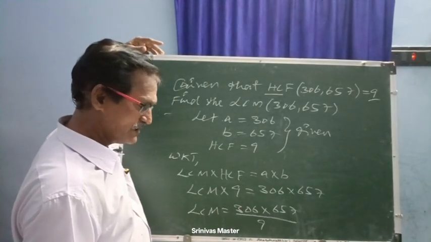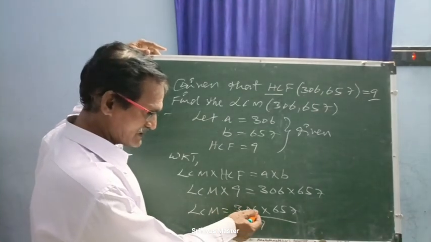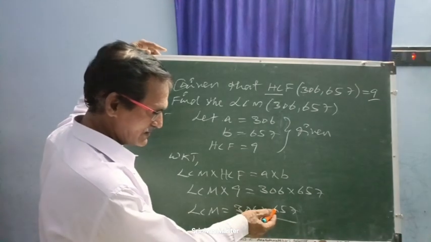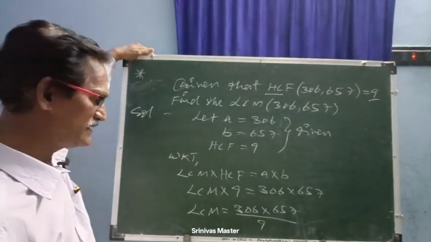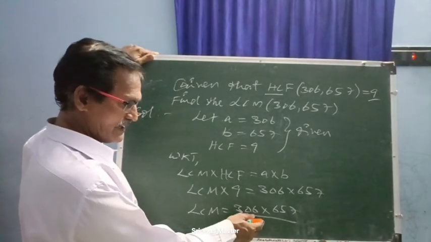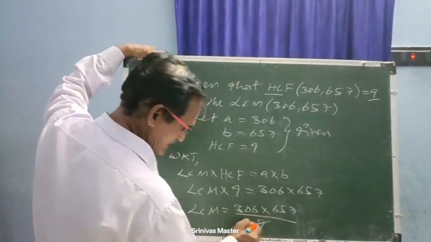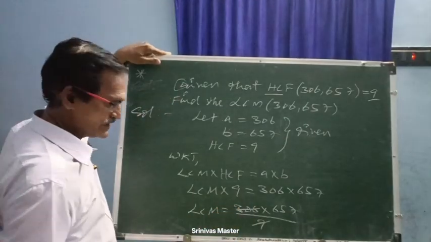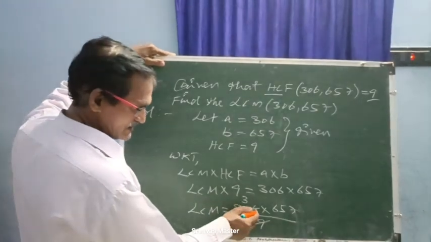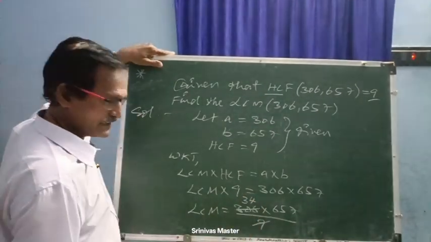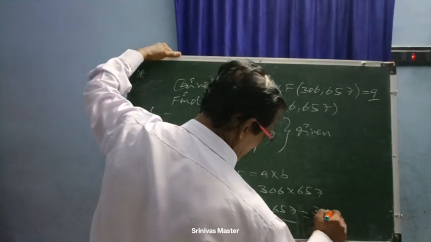You know the divisibility test for 3 as well as 9: you can check it by adding the digits. 3 plus 0 plus 6 is 9, so definitely it will be divisible. Here 6 plus 5 is 11, 11 plus 7 is 18, then it is also divisible. So we can choose any one of these two numbers to cancel 9. Suppose we cancel 9 in 306: 3 nines are 27, 4 nines are 36. So what is left now? 34 into 657.